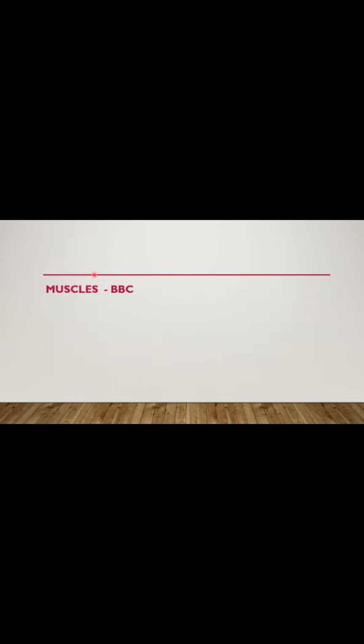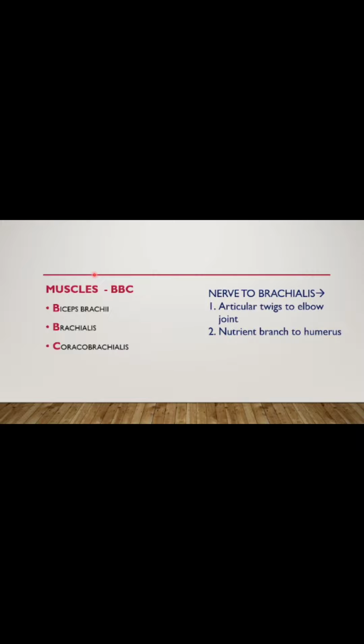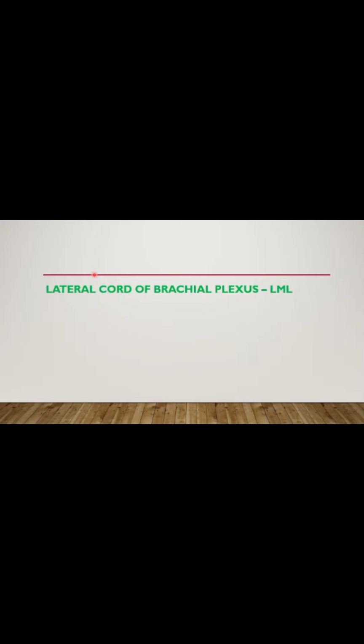The muscles supplied by it are remembered by a mnemonic BBC. That means B stands for biceps brachii, B for brachialis, and C for coracobrachialis. So these are the three muscles supplied by the musculocutaneous nerve. And the nerve to brachialis as such will give articular twigs to elbow joint and also a nutrient branch to the humerus. So we have seen that the musculocutaneous nerve is a branch of the lateral cord of brachial plexus.